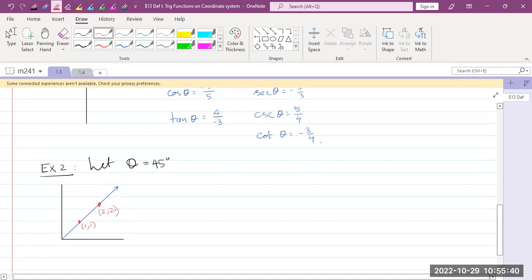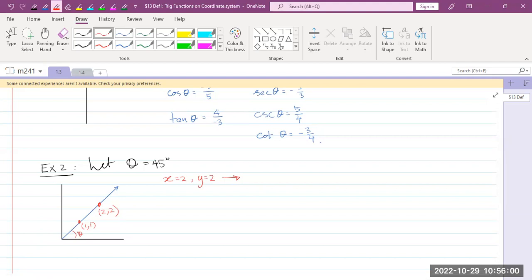Okay, let's decide to use 2, 2 instead. So x equals 2, y equals 2. The angle is 45 degrees. Now you choose a coordinate on the terminal side. Make sure that coordinate is on that terminal side. Once we get that coordinate, let's say we use 2, 2, you will find using the Pythagorean theorem that r equals 2 radical 2.